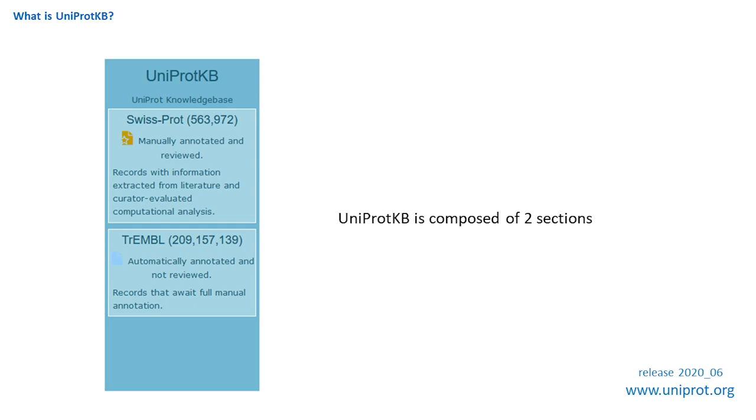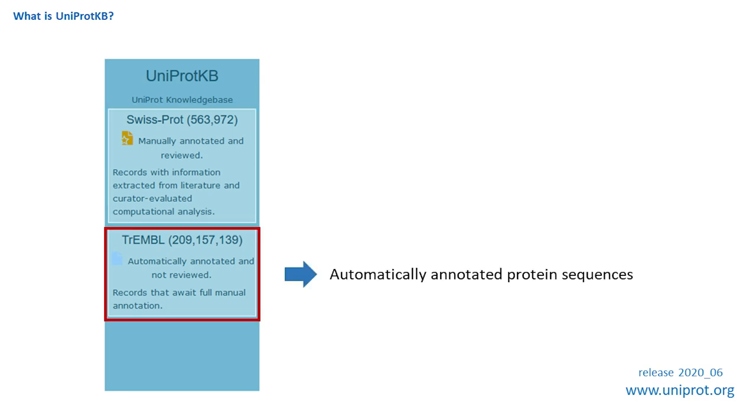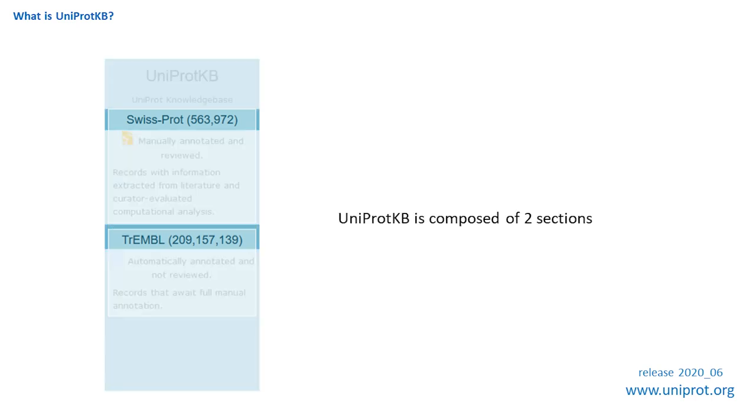UniProtKB is composed of two sections: UniProtKB Swiss-Prot, which contains biological information reviewed by expert biocurators, and UniProtKB TrEMBL, which contains automatically annotated protein sequences. For simplicity, we will use the terms Swiss-Prot and TrEMBL from now on when we speak of these database sections.